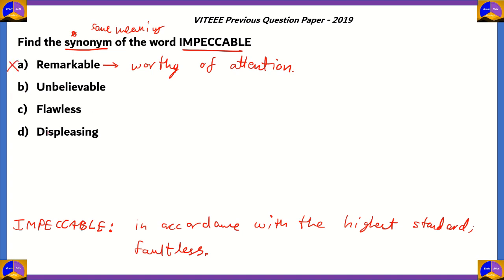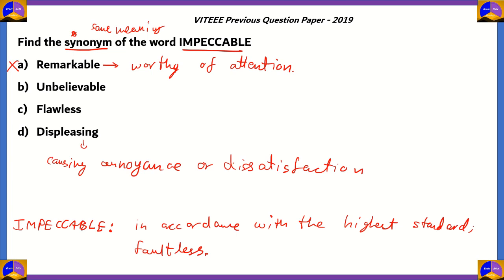What about option D? Displeasing. Well, the word displeasing means causing annoyance or dissatisfaction. So if something makes you dissatisfied, you say that that thing is displeasing. Again, this does not mean the same thing as impeccable, so option D is incorrect.